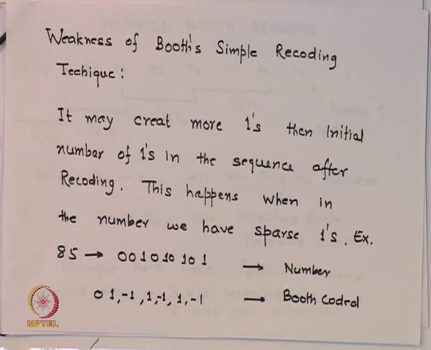So, in the case of normal Booth multiplication, there is a possibility of error, in the sense you do not save partial product sums, they actually increase sometimes. This particularly occurs when there are sparse ones. If there are a large number of ones, any Booth coding will reduce those ones to more zeros, and therefore the number of partial products will reduce. And this is very relevant in what we call modified Booth coding.